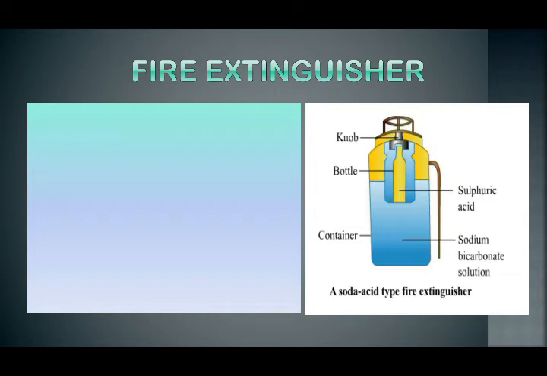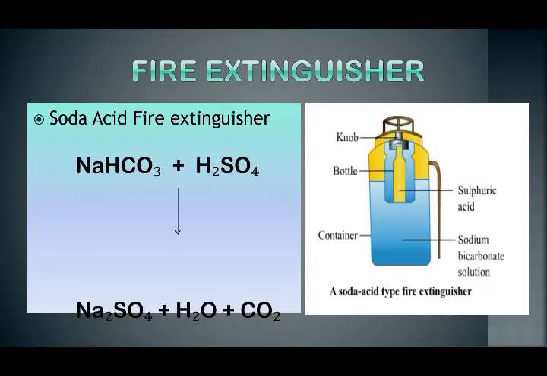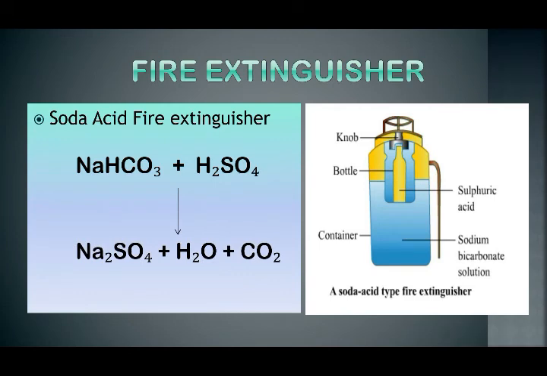When the knob at the top is pressed, the bottle seal breaks and the bottle drops down into the solution of sodium bicarbonate and undergoes a chemical reaction with the sulfuric acid to form sodium sulfate, water, and carbon dioxide. The carbon dioxide is stored under high pressure.